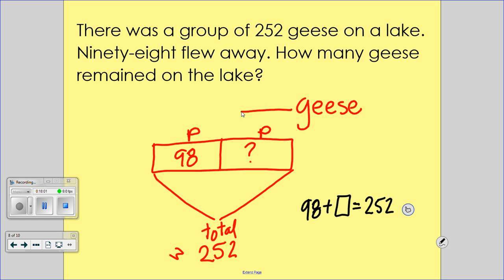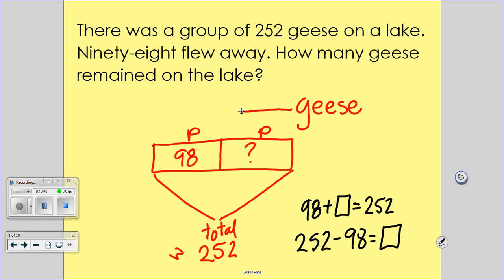Jackson, what are you thinking? We're talking about equations. Oh. So I need a math equation. 252 minus 98 equals. Awesome. Does that help me out a little bit? Yeah. Can I do 252 minus 98? Yeah. Does anyone know how to add boxes? You know how to add boxes? Yeah. The boxes are just random numbers.